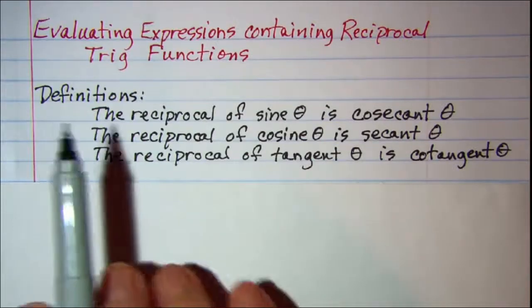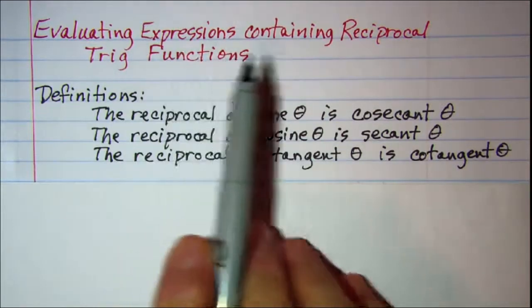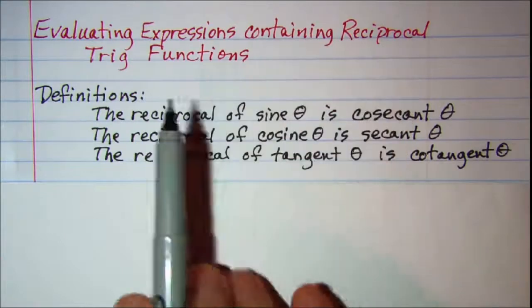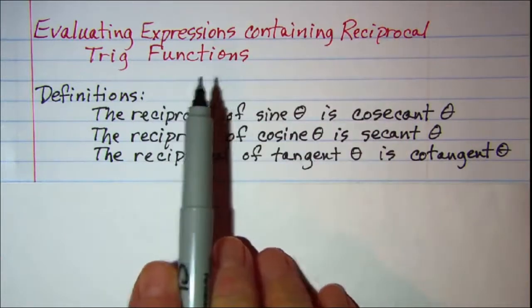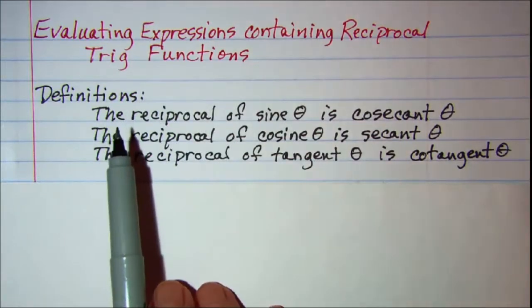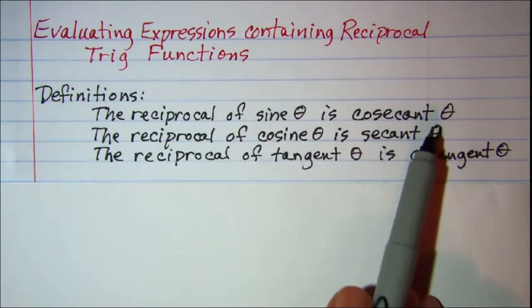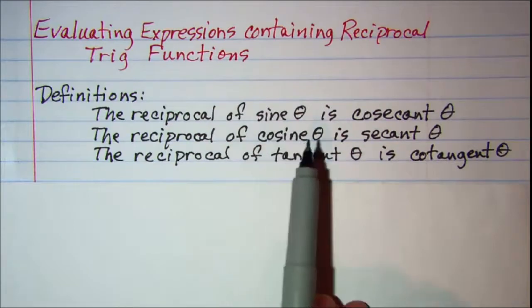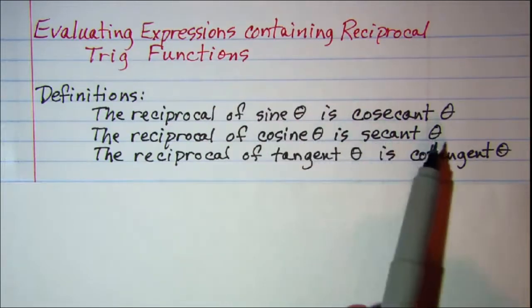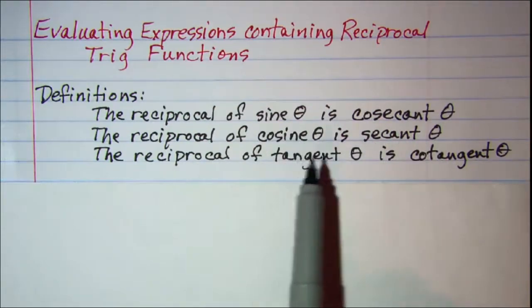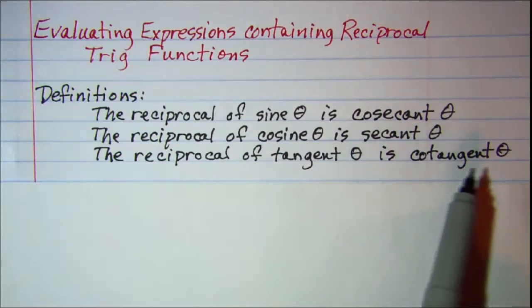In this video, we'll be evaluating expressions containing reciprocal trig functions. Now first, let's look at the definitions. The reciprocal of sine theta is cosecant theta. The reciprocal of cosine theta is secant theta. And the reciprocal of tangent theta is cotangent theta.